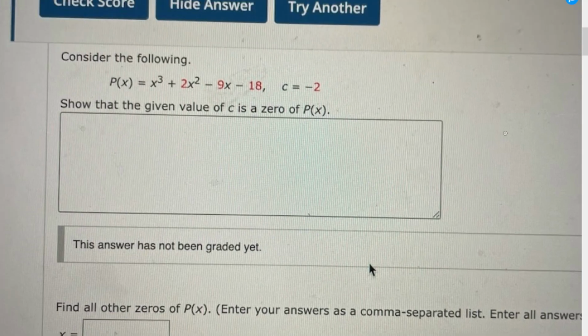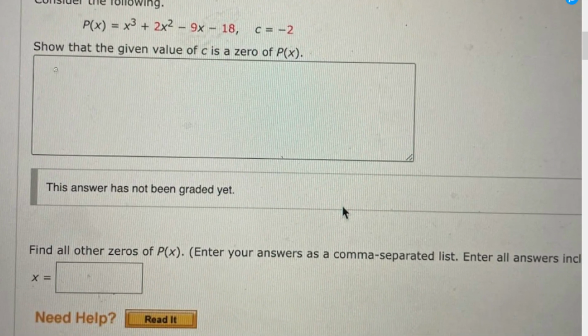So first, we're going to set this up as if we were synthetically dividing. We'll just use -2; we don't need to change the signs or anything like that. We'll put a 1 for the x cubed, a 2 for the 2x squared, a -9 for the x, a -18 for the constant, and then a line.